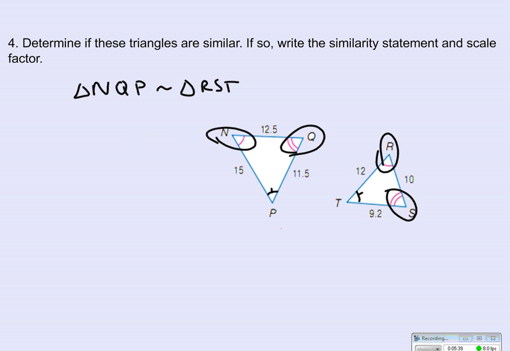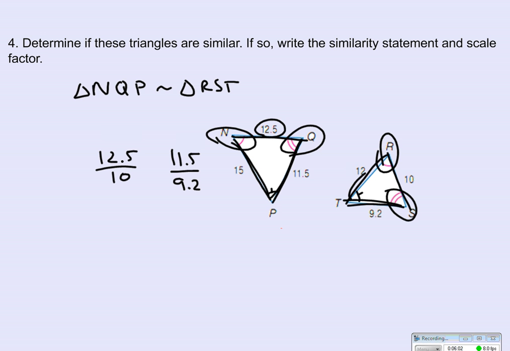Here's where things get a little bit tricky though. Here's where I've got to test. So NQ is 12.5, and that matches up to RS. QP matches up to ST. So I've got to ask, is 11.5 over 9.2 there? And the last one, 15 over 12.